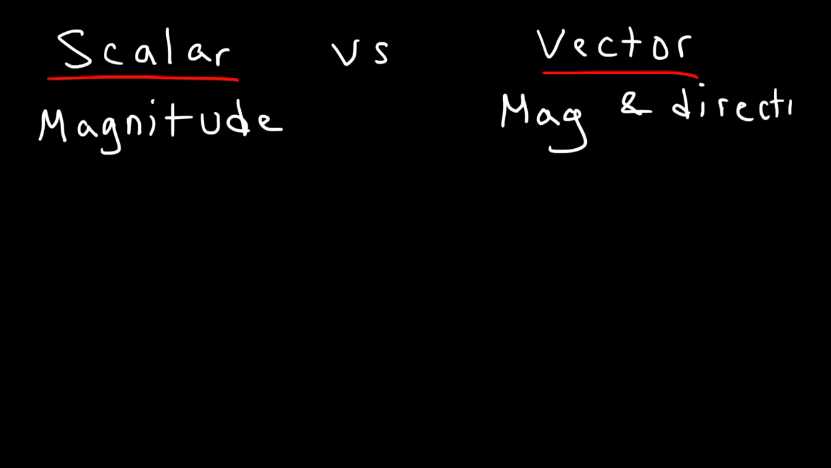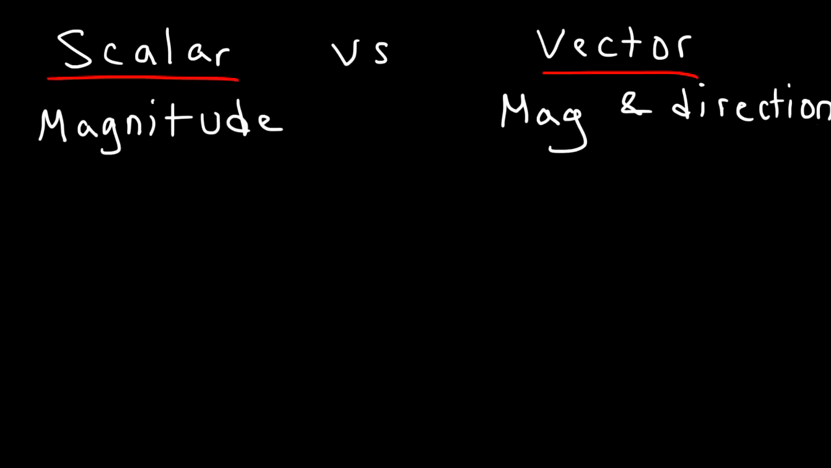So if you think about the word magnitude, basically it's the size of something or its numerical value. Direction carries the idea of something traveling in a certain direction, like east, west, north, or south. So here's a question for you. Distance, is it a scalar quantity or is it a vector quantity?